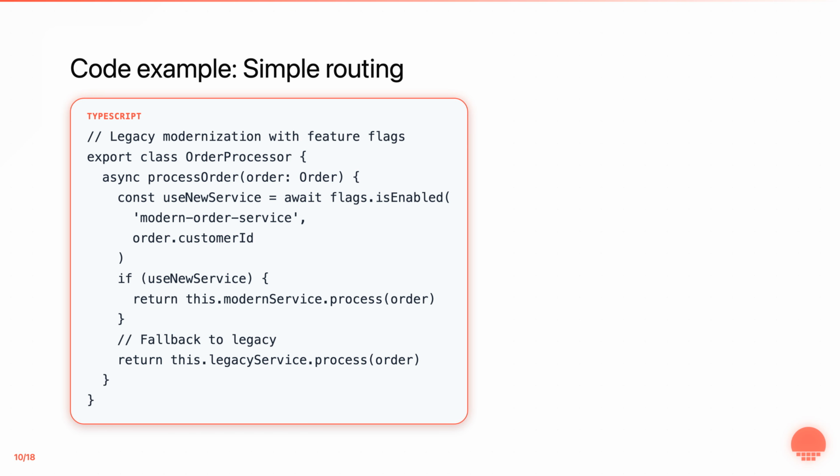This is the strangler fig pattern. You're not rewriting the world, just adding one conditional. The legacy code doesn't know it's being replaced. Your new service runs in parallel. Things go sideways? Flip the flag, instant rollback, zero deployment drama.